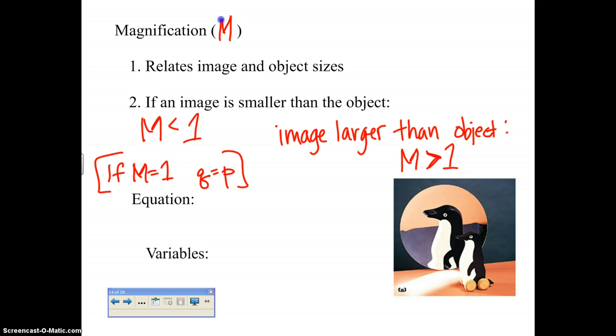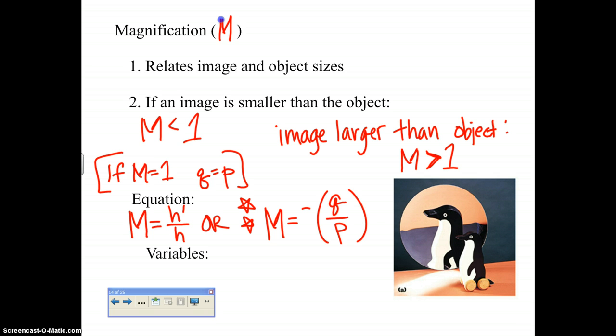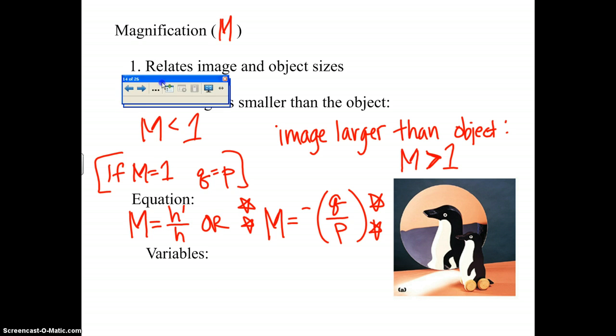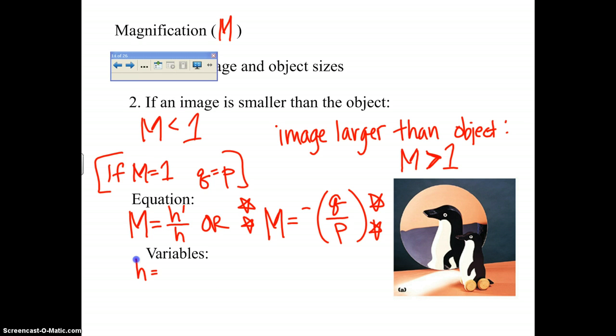So the equation that you're going to use through here, there's actually two. You're going to use M equals H prime over H, or more commonly, you're going to use M equals negative quantity Q over P. This is going to be the one that you're going to use more often, negative quantity Q over P. So in other words, you know that your H is talking about your object height. Your H prime is your image height.